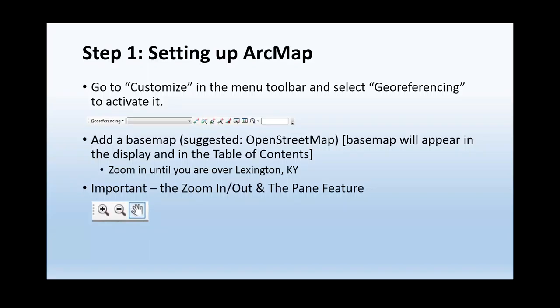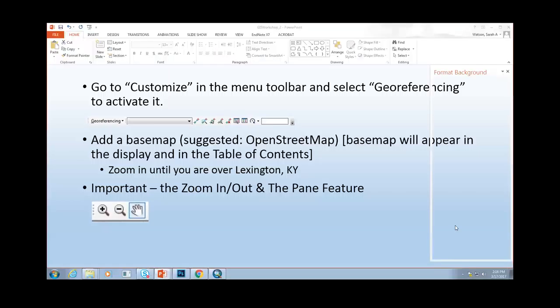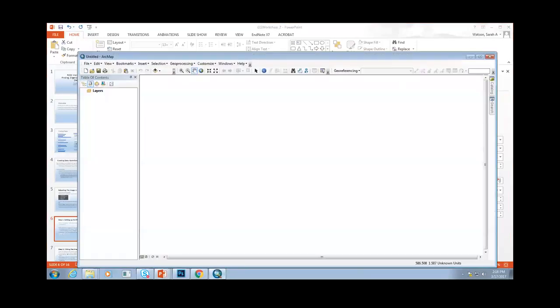But the first thing you want to do is the main toolbar at the top that has File, Edit, and the different options up there. You want to click on Customize. And this is where you can add additional toolbars. For our purposes, you want to search and find the georeferencing and click it to activate it. Hopefully you should see something that looks like this pop up on the screen. Okay, and then you can drag it and lock it into the top of your window as well.